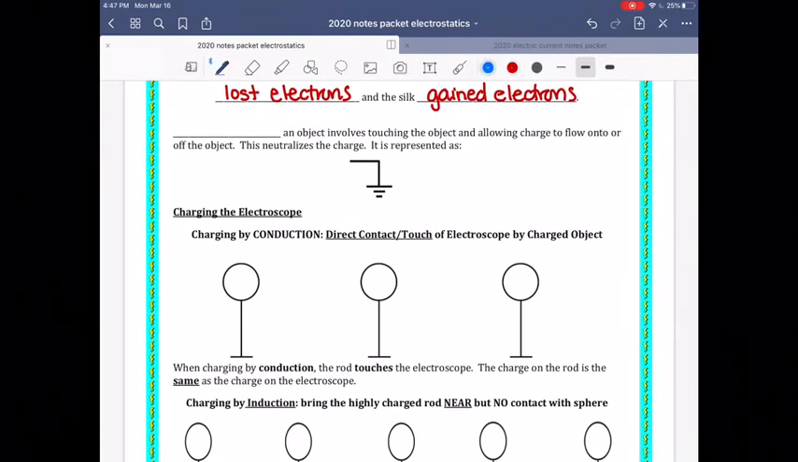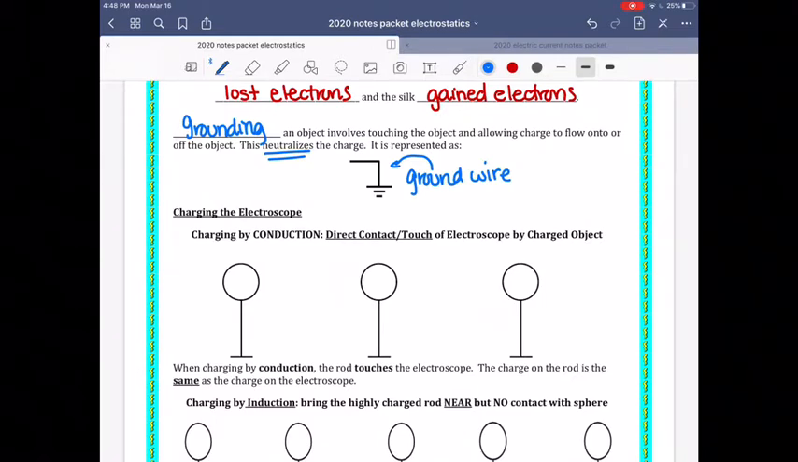All right, something you may have heard of is something called grounding. Grounding an object involves touching the object and allowing charges to flow off of the object. This neutralizes the charge of the object. And this is represented as this drawing over here. This is a ground wire. You have ground wires in your house. They're the third prong on a 3-prong plug. And they allow charges to flow off devices and literally into the ground.